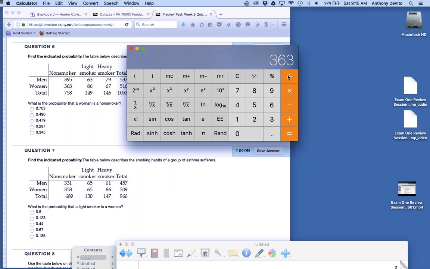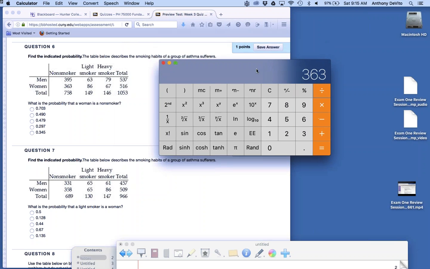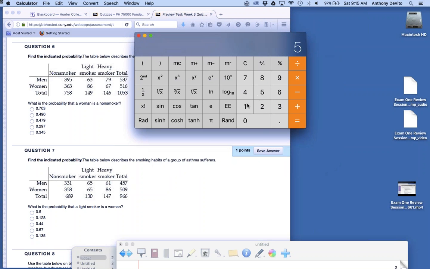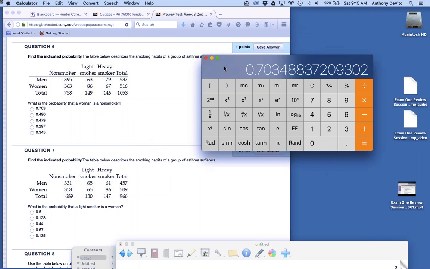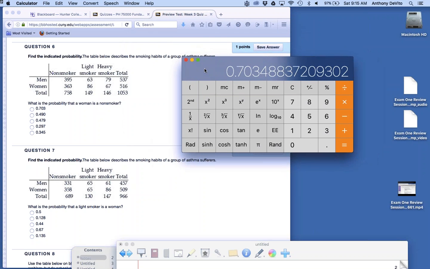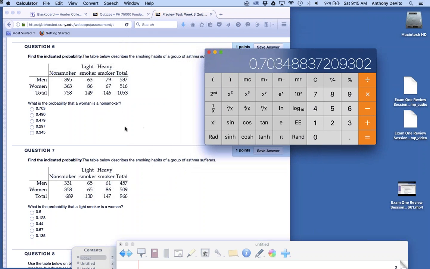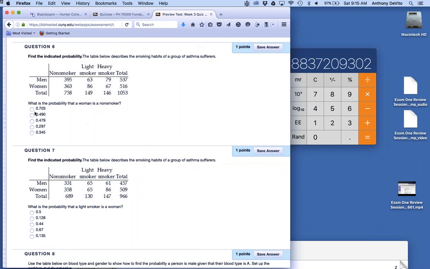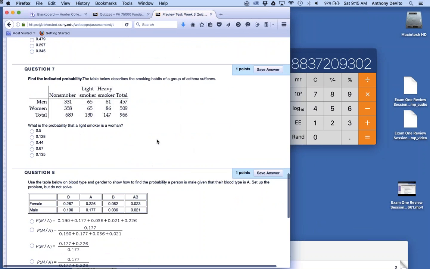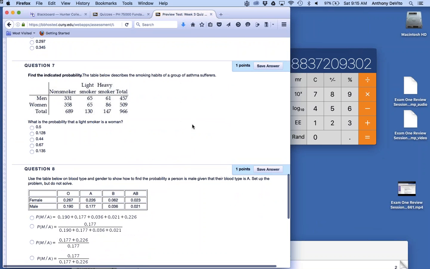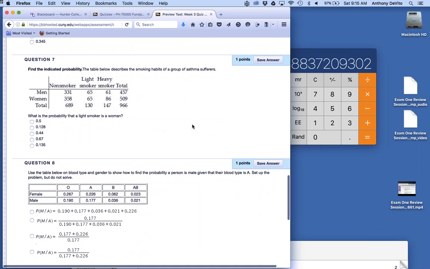363 divided by 516. Among women with asthma, 70% are non-smokers. Okay, 70.03. Looks like it's that one right up there. Okay, thanks again. I'm glad you keep typing those in because it lets me know that you're following me, and then I can move on.